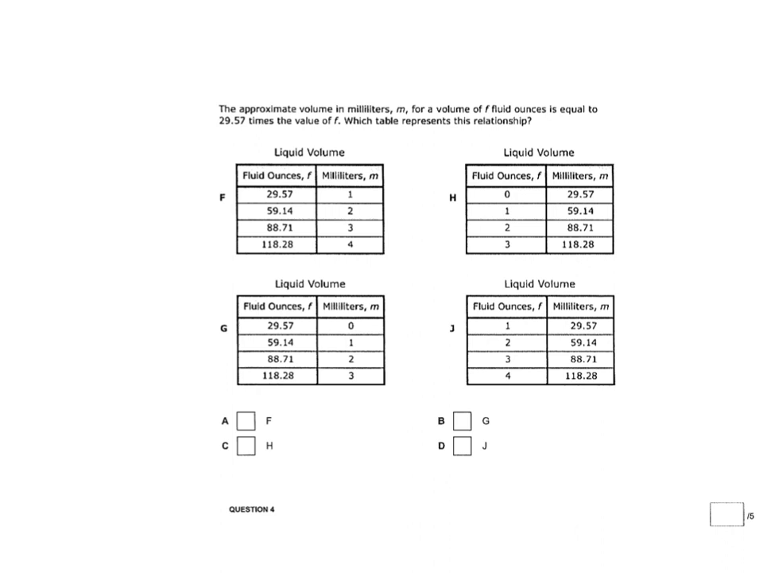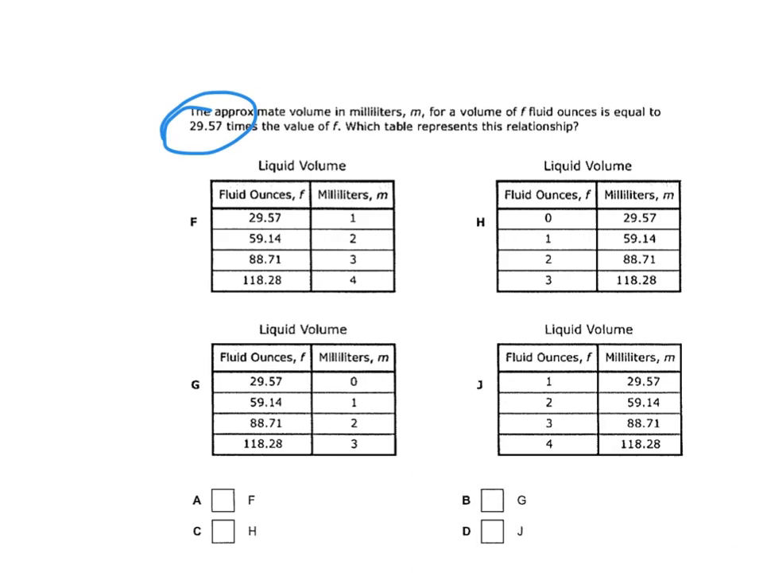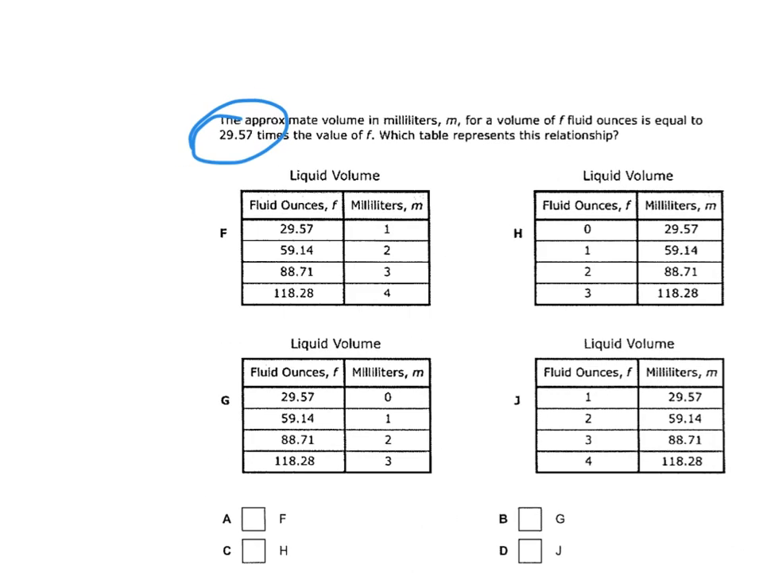Approximate the volume. For volume, F fluid ounces is equal to 29.57 times the value of F. So whatever F is, we're multiplying this by that. So which table represents this relationship? So if I look at F, and it says I'm multiplying 29.57 times F. So 29.57 times 29.57 would be much bigger than 1. I don't even know what it would be, but it would not be 1.